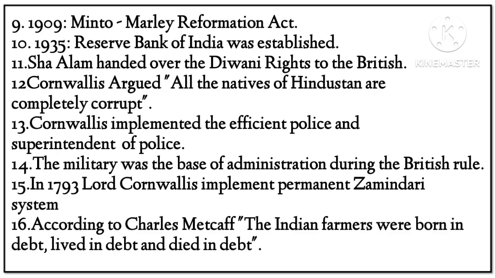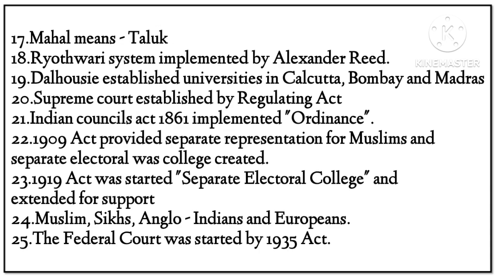1793: Lord Cornwallis implemented the permanent zamindari system. According to Charles Metcalfe, the Indian farmers were born in debt, lived in debt and died in debt. Mahal means taluka or cluster of rural areas. Rayatwari system was implemented by Alexander Reed.